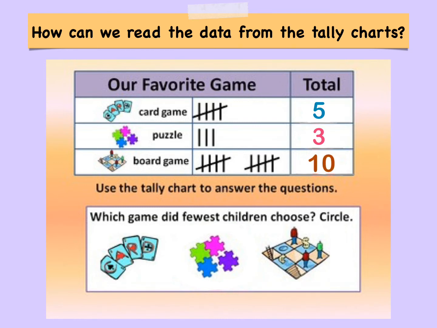Now, we will use this tally chart to answer the question. The question says, which game did the fewest children choose? Circle. Which one we need to circle? We need to look at the total and we'll find the least number or the fewest number, which is 3. And the 3 represents, excellent, the puzzle. Yes, well done, grade 1.